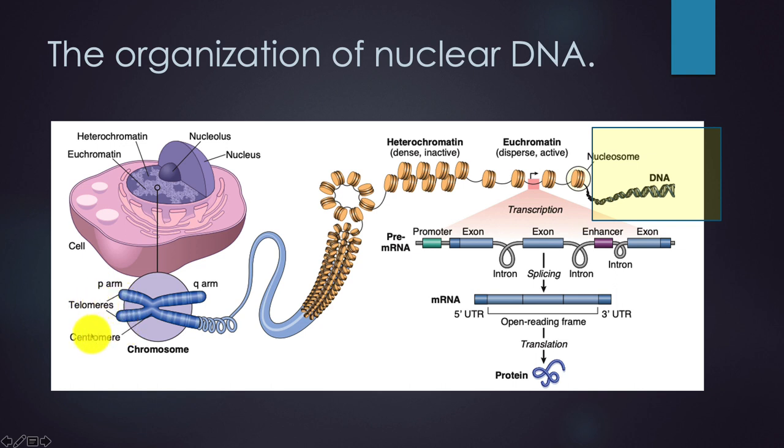We also have the centromere here, which is basically, imagine this being like stitching, right? Which keeps the chromosome together, right? So we have the telomeres, which are the caps, and the centromere, which keeps the chromosome all together, keeps the chromosomes connected. And then we can move down here.